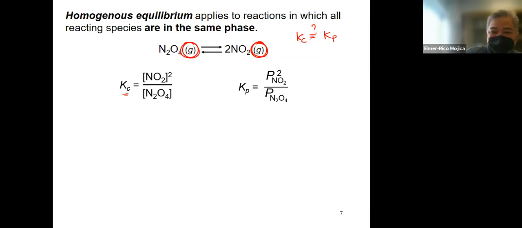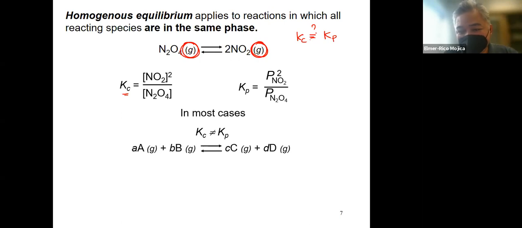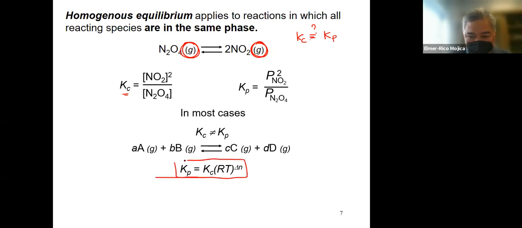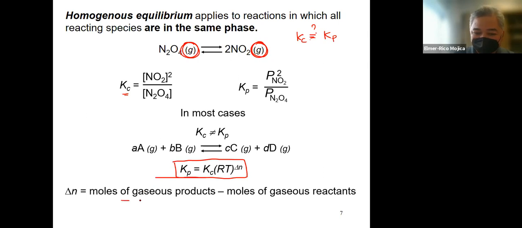If you're going to look at the relationship between the two, in most cases, they're not the same. So how are we going to relate the two? Maybe we go to the general equation, aA plus bB producing cC and dD. So we say Kp is equal to Kc times the gas constant times temperature raised to the delta n. Now what is this raised to the n? That's the moles of the gaseous products minus the moles of the gaseous reactants.